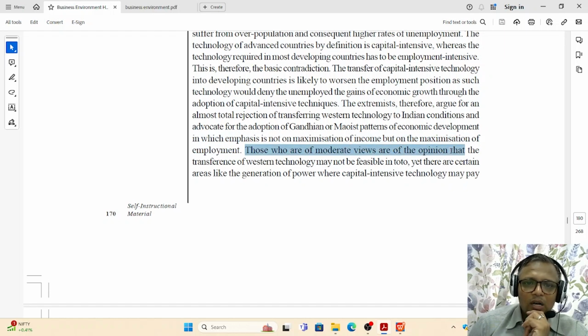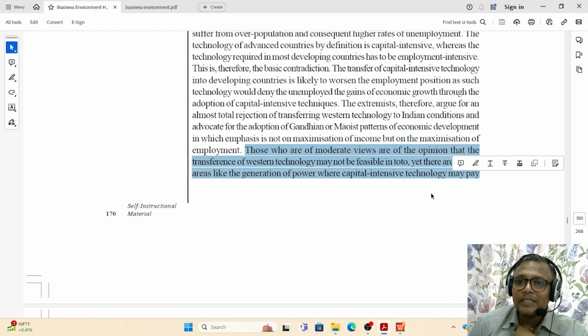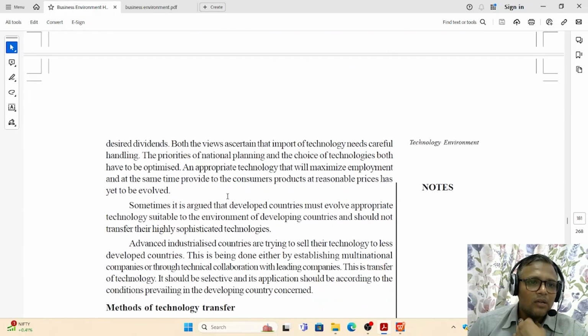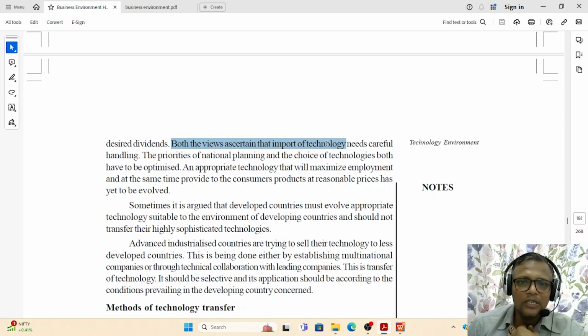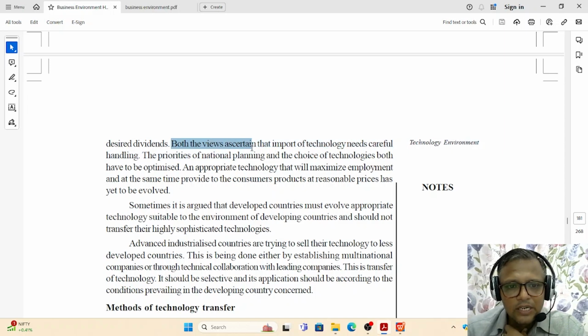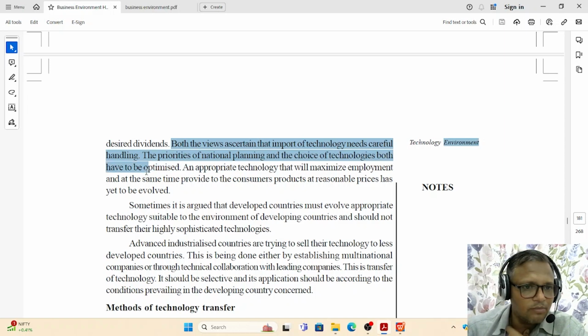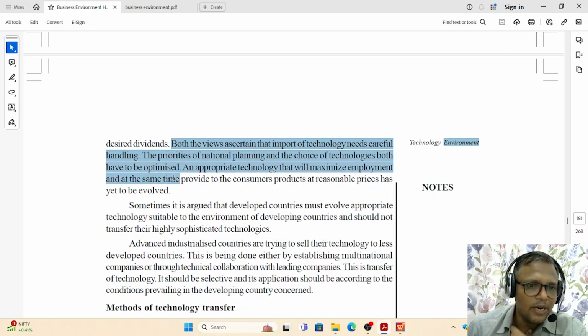Those with moderate views are of the opinion that the transference of Western technology may not be feasible in toto, yet there are certain areas like generation of power where capital intensive technology may pay the desired dividends. Both the views assert that the import of technology needs careful handling. The priorities of national planning and the choice of technologies may have to be optimized. An appropriate technology that will maximize employment and at the same time provide consumer products at a reasonable price is yet to be evolved.